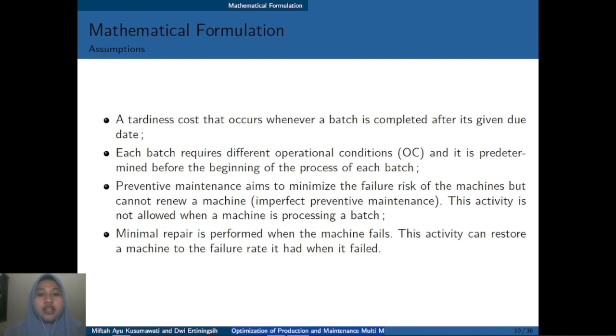Preventive maintenance aims to minimize the failures of the machines but cannot renew a machine, or we can call it imperfect preventive maintenance. And the last is minimal repair is performed when the machine fails. This activity can restore a machine to the failure rate it had when it failed.